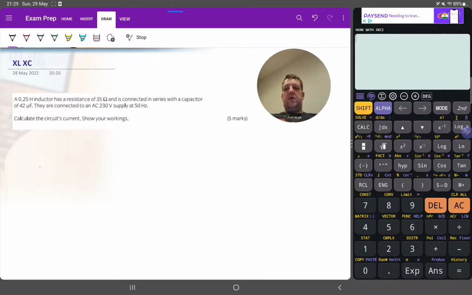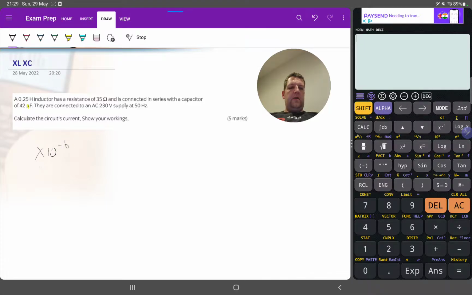So the first question that you're looking at, it says you've got a 0.25 Henry inductor. Remember, Henry is inductance, with a 35 ohm resistor. And it's connected with a capacitor of 42 µF, farads, and the little symbol there means micro. So micro is times 10 to the minus 6, as you can see on there.